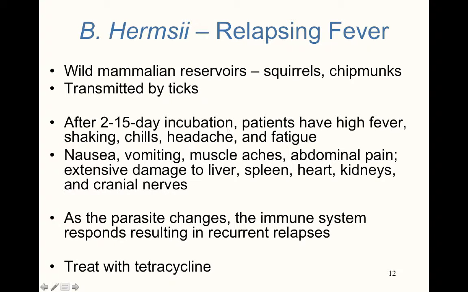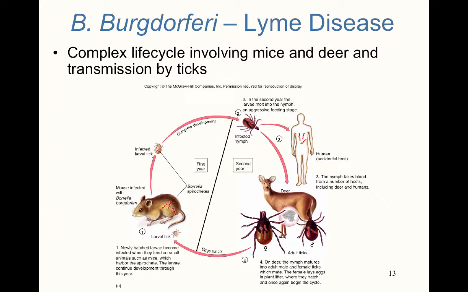Patients usually have high fever, shaking, chills, headache, fatigue, similar to the flu, but also potentially vomiting, abdominal pain, and damage to the liver, spleen, heart, kidneys, and also the nerves. And so remember that oscillating fever pattern is reflective of the immune system producing antibodies and then resulting in recurrent relapses as the antigens change. So this infection also, I should note, is treated with tetracycline.